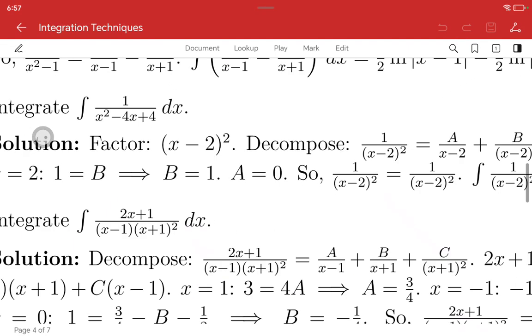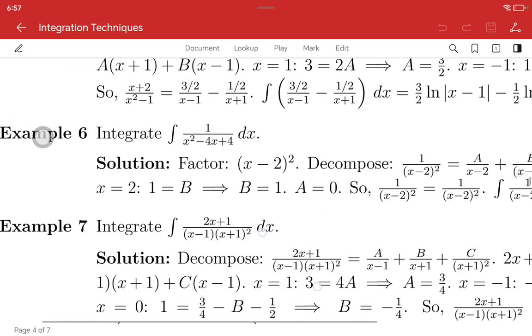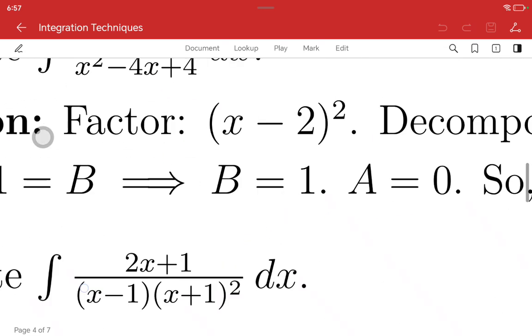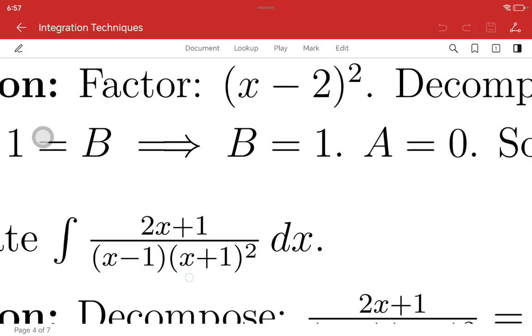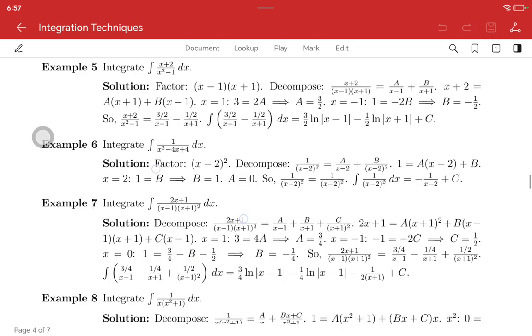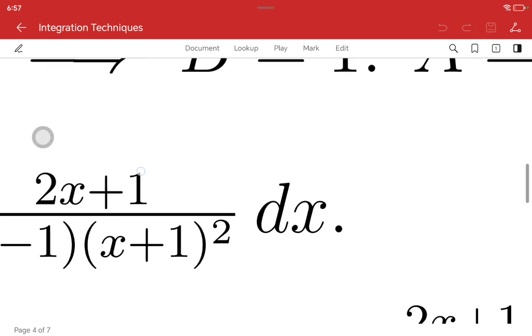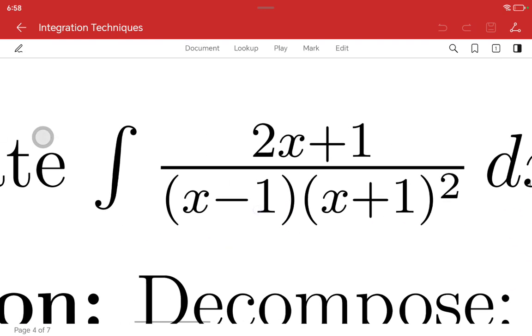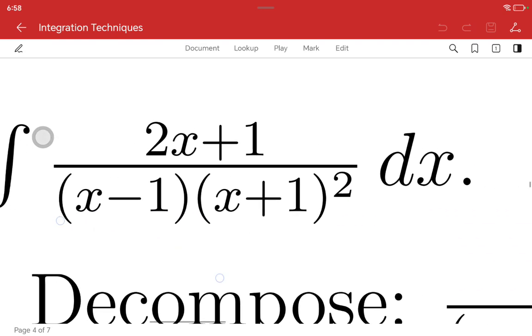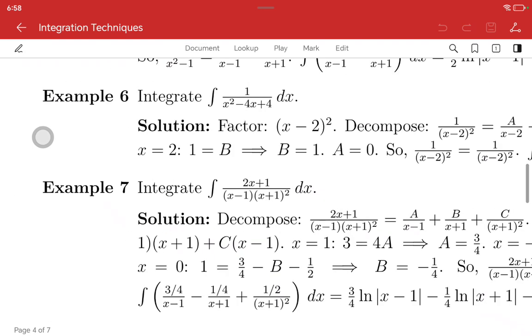Now we have this one. We have the integral of 2x plus 1 over (x minus 1)(x plus 1) all squared. We have discussed most of these, and now we are combining them. Remember the first part and also this one. If we check, the degree of the denominator here is 3, because x minus 1 gives us x, (x plus 1) squared gives us x squared, so together we get x to the 3. So it's greater than the degree of the numerator, right? It means that we can decompose.